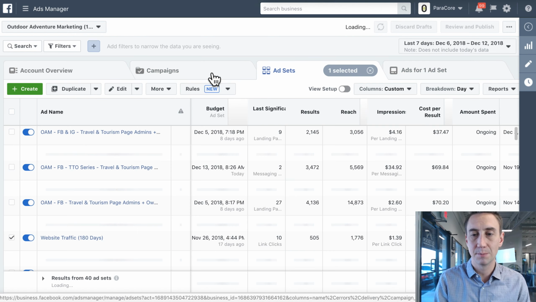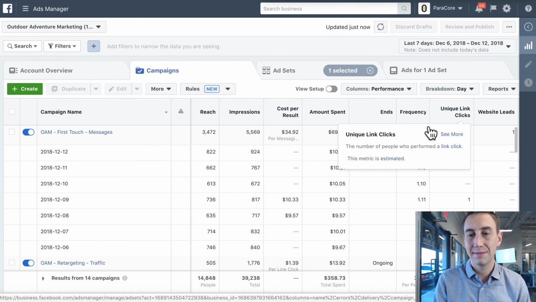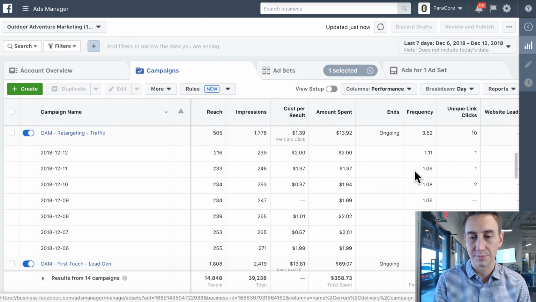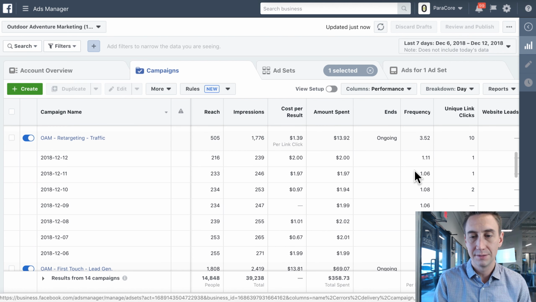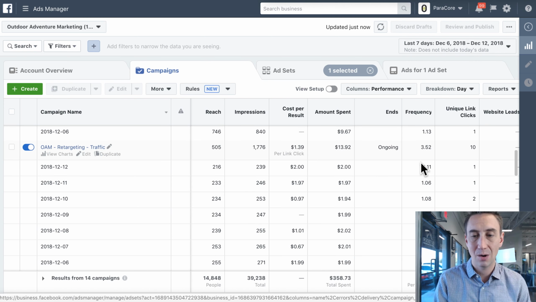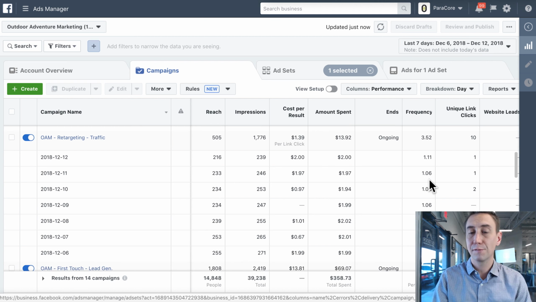I actually changed the breakdown, so by day, and then it shows the frequency here. So it's actually showing how the frequency changes over time, which is awesome. So if I look at the retargeting here, this is showing me that the retargeting frequency is 1.1, 1.6, 1.08, and so on. And then over time, however, it's 3.52. So the frequency for one day is one. However, the audience is so small that it's aggregating to 3.52 over the course of a week.